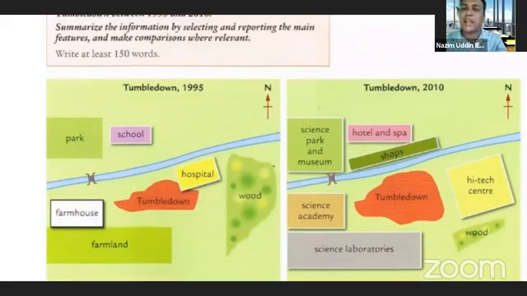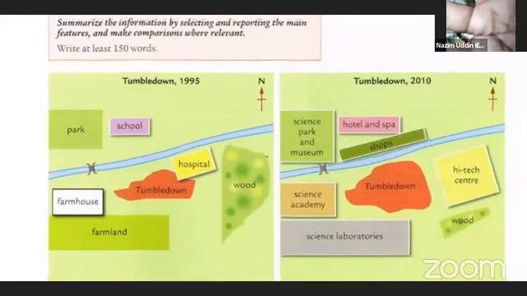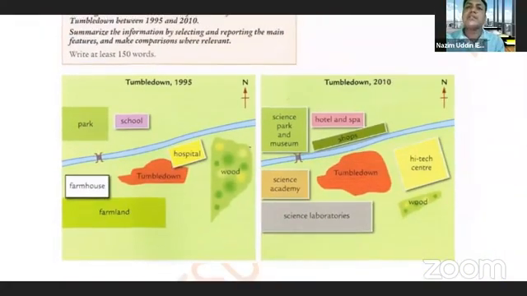This kind of map you can have in your real exam. We have to understand what information the map is giving us. Tumble Down is the name of a place or town. In 1995 and 2010, we have to compare between 2 years. What was in 1995? There was a park, school, hospital, Tumble Down, old farmland, farmhouse.